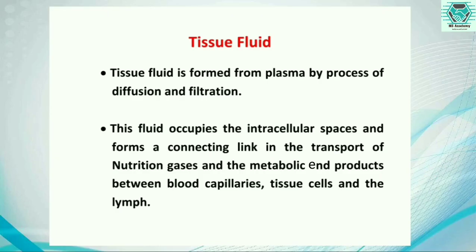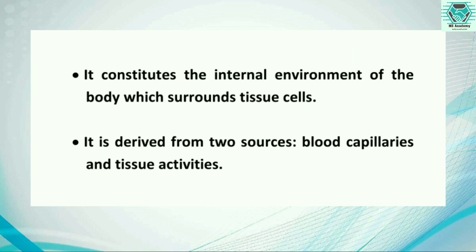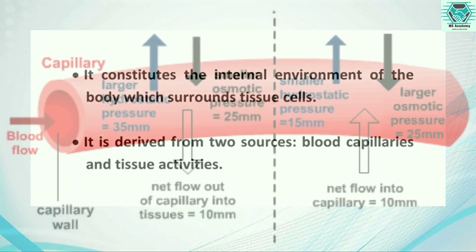Now we see how the tissue fluid is formed in our body. Tissue fluid is formed from the plasma by the process of diffusion and filtration. This fluid occupies the intercellular spaces and forms the connecting link in the transport of nutrition, gases and the metabolic end products between blood capillaries, tissue cells and the lymph. Generally, the spaces between the cells are called intercellular spaces. The tissue fluid is formed from the plasma which is present in the blood. It constitutes the internal environment of the body which surrounds the tissue cells. The figure shows next the formation of tissue fluid.